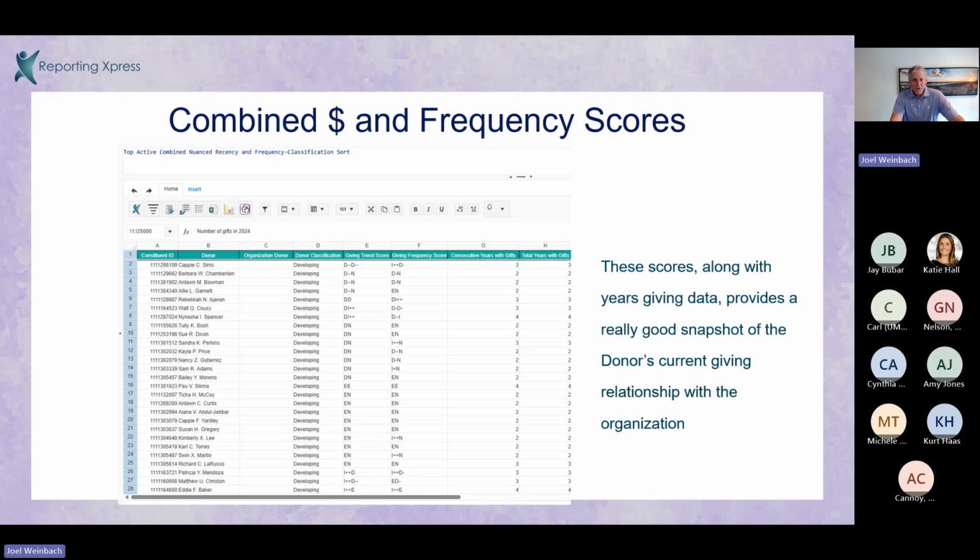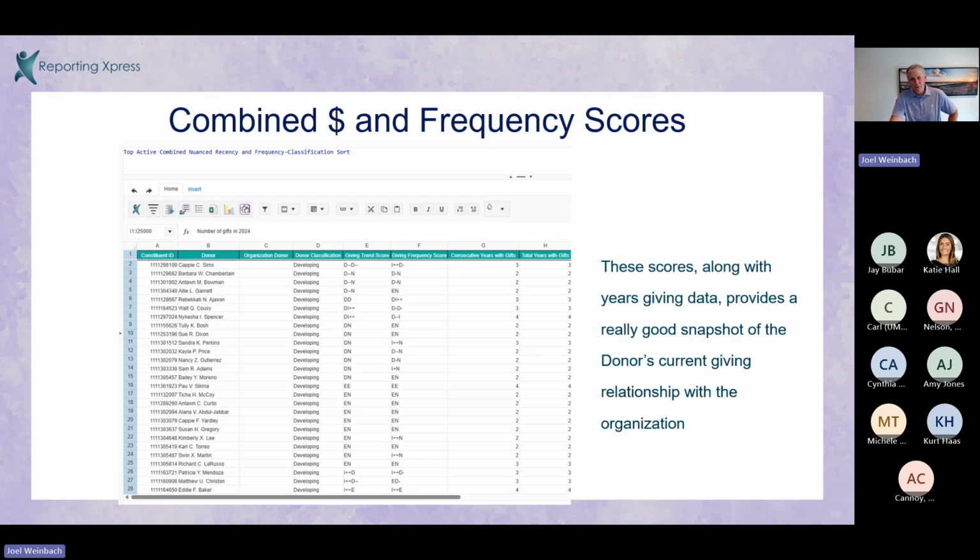So I can do the same thing with frequency. I can run that score for giving amount, so how much they gave and how often they gave. And frequency is another really good indicator of their connection. When their frequency is going up, they're very connected. When the frequency is going down, it generally implies they're losing connection to your organization. So by combining the two, I can get a really good snapshot of their current relationship with the organization.